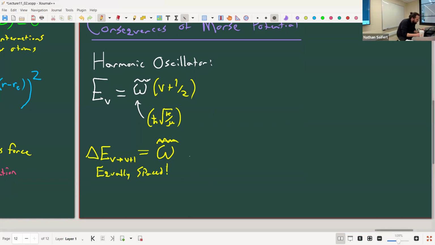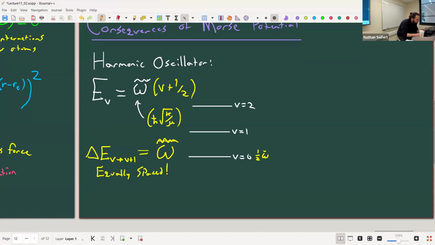All right, so if I have a little energy level structure here, a couple of levels, v equals 0, v equals 1, v equals 2. The energy of the first level is at 1/2 omega. The next level is at 3/2 omega. The next level is at 5/2 omega. And the energy splitting between them is omega.